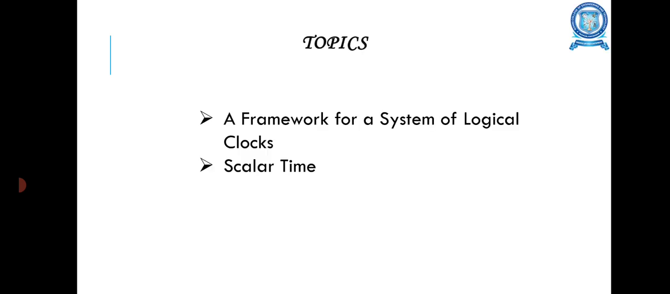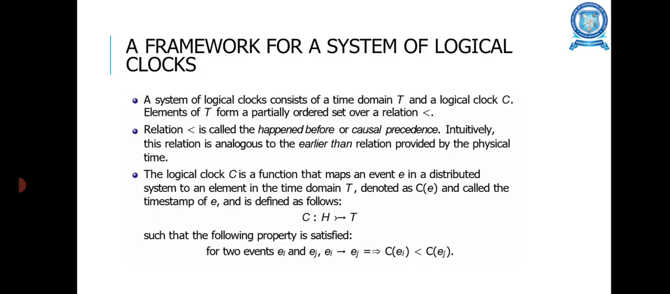In this video, we are going to discuss a framework for a system of logical clocks and scalar time. A system of logical clocks consists of a time domain T and a logical clock C. Elements of T form a partially ordered set over a relation, which can be represented as less than. This relation is usually called happened before or causal precedence.